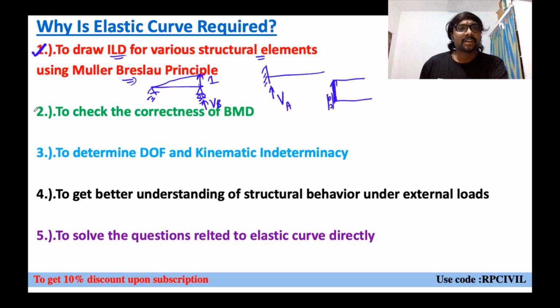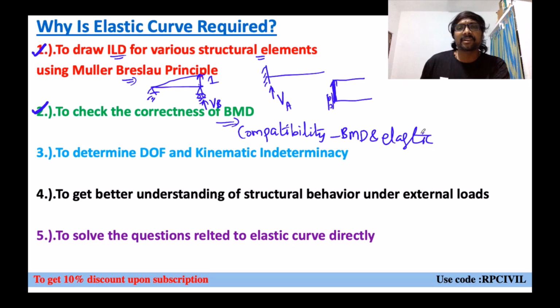Second one is to check the correctness of the bending moment diagram. How can you check the correctness of the bending moment diagram? Because there is a compatibility relation between the bending moment diagram we have and the elastic curve. Bending moment diagram and elastic curve, right? So in the next slides we'll see what the relation is. There is a relation between the elastic curve and bending moment, right? That relation we have to check.